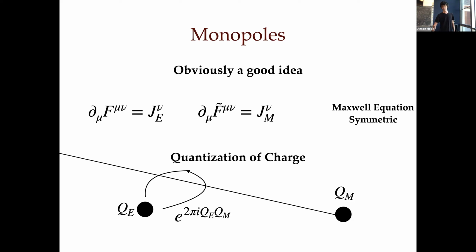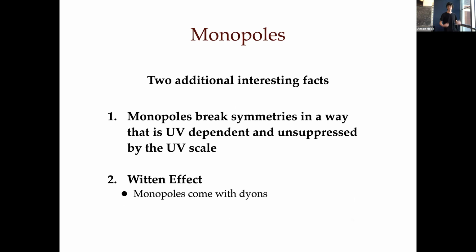So aside from this fun stuff, there are two additional things that I think are pretty interesting about monopoles. The first is that they break symmetries in a way that's very dependent on your ultraviolet completion while not being suppressed by the UV scale. This is typically called the Callan-Rubakov effect. The second is that, due to the Witten effect, monopoles don't come by themselves. They come with a whole family of states called the dyons. So let's briefly go over these.